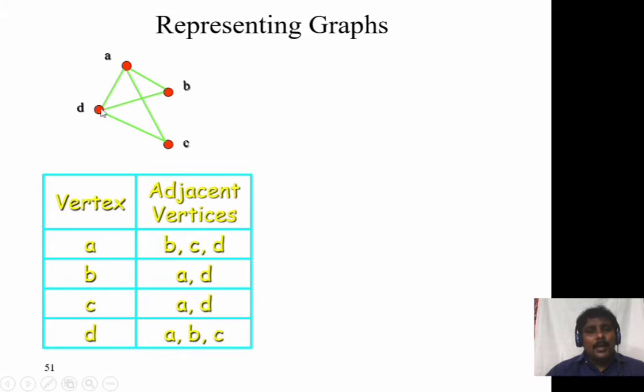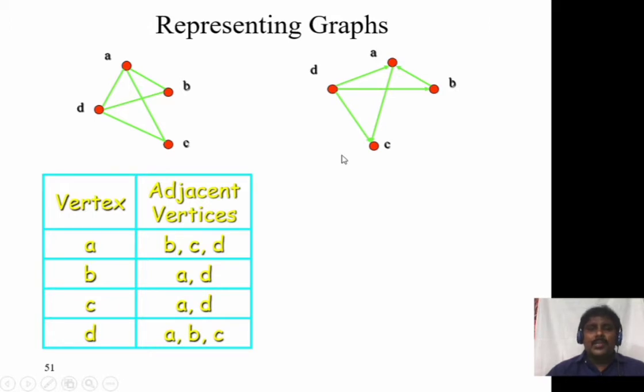Now I am taking vertex D. The adjacent vertices from D are A, B and C: D to A, D to B and D to C. So these are the adjacent vertices. With the help of this diagram, we can simply note the adjacent vertices.